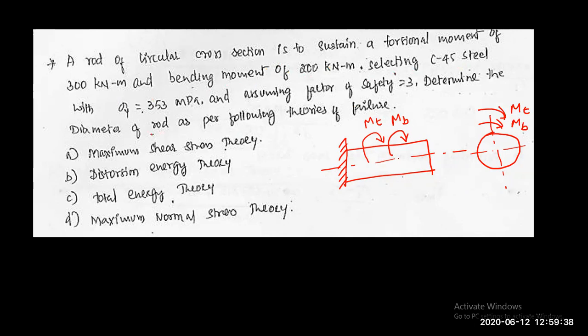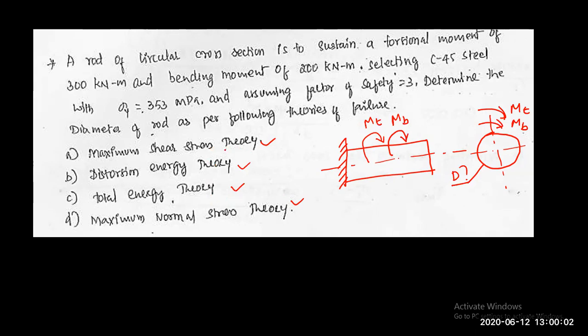Selecting C45 steel with yield stress 353 megapascal. Assume factor of safety 3. Determine the diameter of rod as per the following theories. So this is how a typical question will be. Assume any theory, and you tell me what is the diameter of this shaft, assuming these theories of failure.